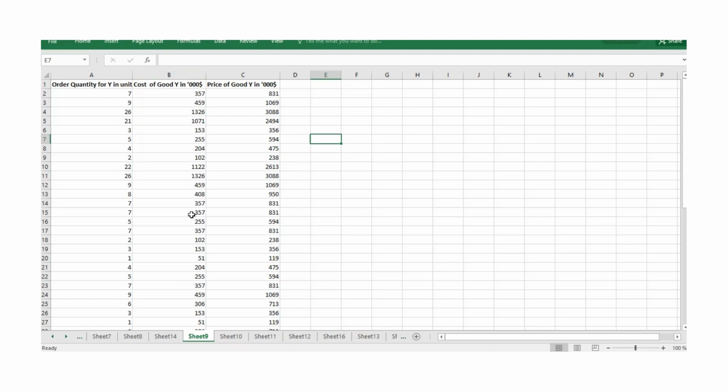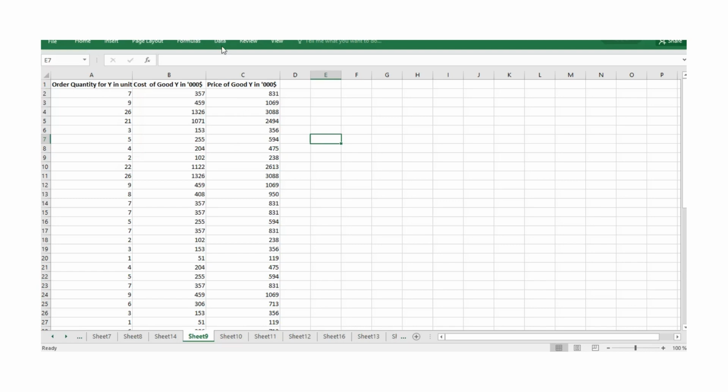We have this data on order quantity for Y in units, cost of good Y in $1,000 and price of good Y in $1,000. We are going to look at different scenarios. So for this first one, how do we get the correlation analysis in Excel? How do we get the correlation coefficient that we can now interpret in Excel?